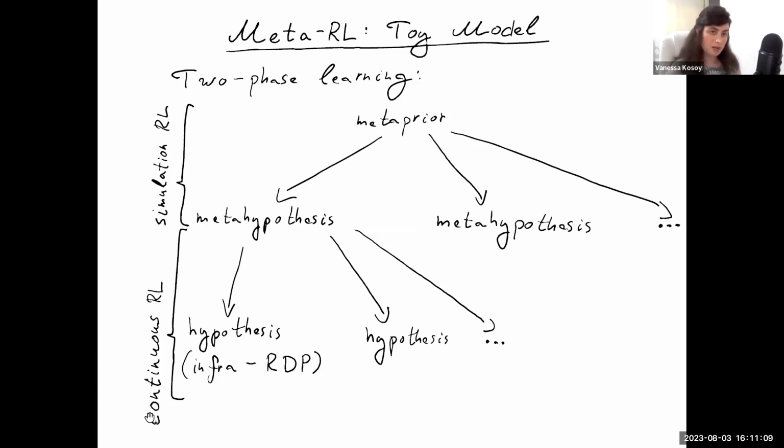And here I can apply algorithms for continuous reinforcement learning with exploitation and get some guarantees. And when I put those things together, under this toy model assumption, I get some algorithm that has some nice guarantees.